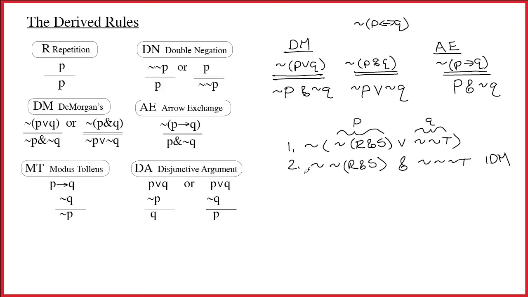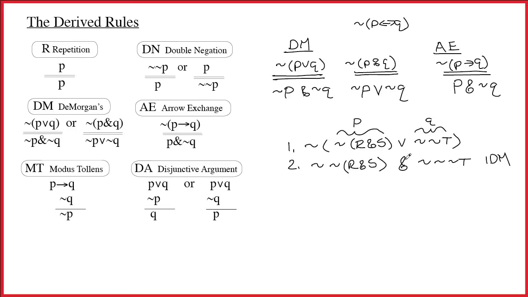Now you might be saying, well, do I really have to add those two tildes? We know that it's the same thing. R and S is the same thing as tilde tilde R and S. And that's true. We know it's the same thing. But if we're going to follow the rule very rigidly, then we have to add a tilde when we do DeMorgan's. We have to add a tilde to both parts.